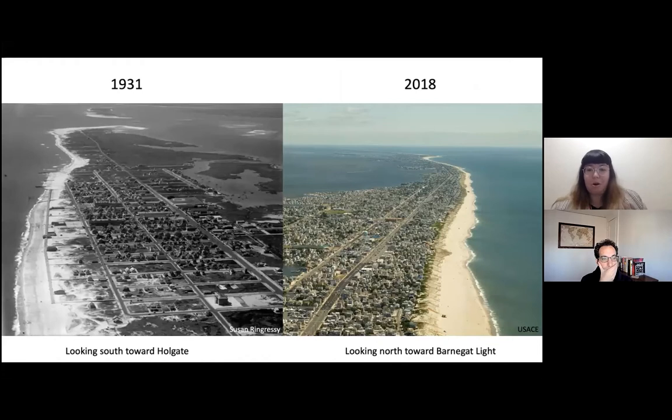This is a picture on the left of LBI looking south towards Holgate in 1931, and then a view in 2018 looking north, just to get an idea of how much development there's been. And I'm talking about this even though, wait, this is a geology talk. Well, this is to further emphasize that all of this development means more people's livelihoods and communities are at stake, and it further emphasizes why we really need to understand what's going on with our coastal zones.